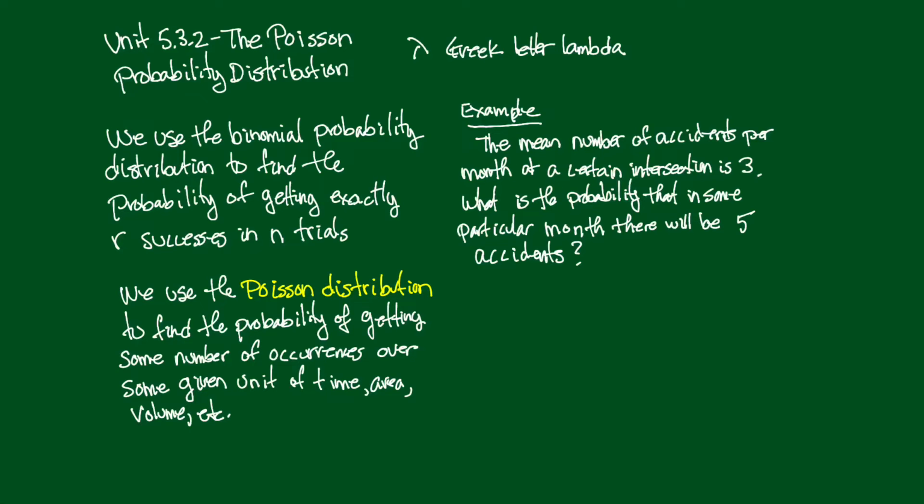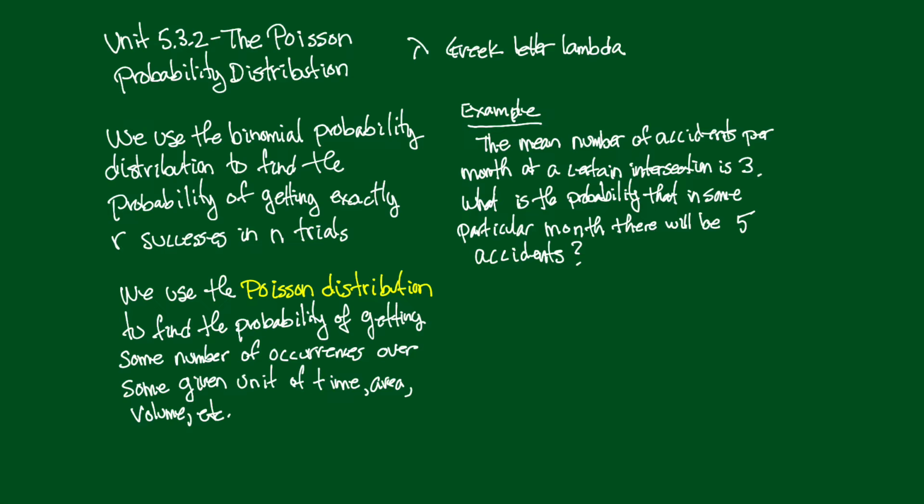This will be the last section we cover in Chapter 5. This is the Poisson probability distribution. Now, we know that we use the binomial probability distribution to find the probability of getting exactly R successes in N trials. We can use the Poisson distribution to find the probability of getting some particular number of occurrences of some event over some unit of time, area, volume, something like that.